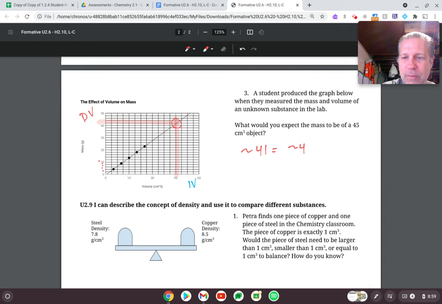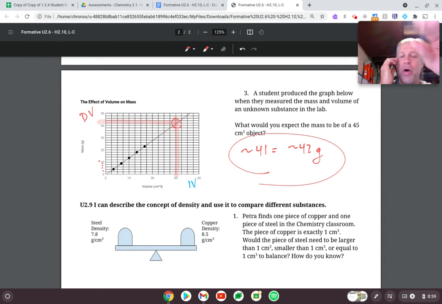41 to about 42, let's say, grams. So somewhere in that ballpark is an answer that we'd probably accept, and this will probably be worth 1 point for the correct answer and 1 point for the correct answer with the appropriate unit. So make sure that you are using your units there.